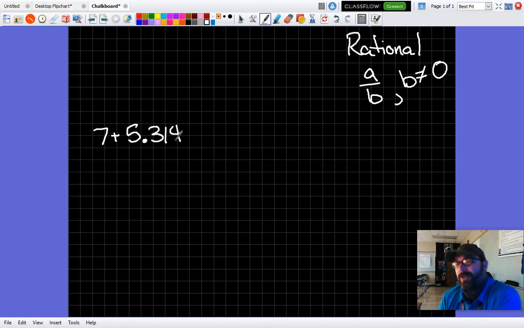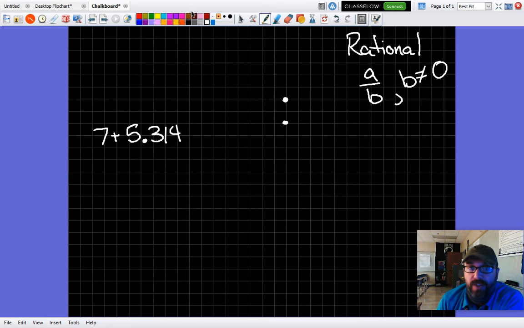I'm a messy person. I tend to make a lot of math mistakes because I'm a messy person. Graph paper helps us line things up. And the number one rule of adding and subtracting rational numbers with decimal points is that the decimal points must line up. I'll put it down here.